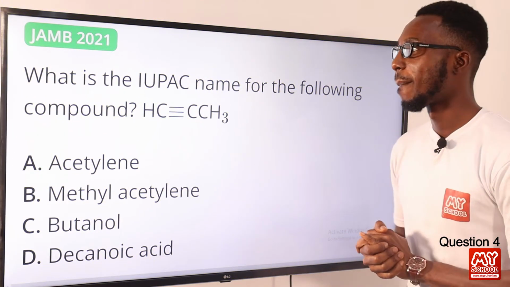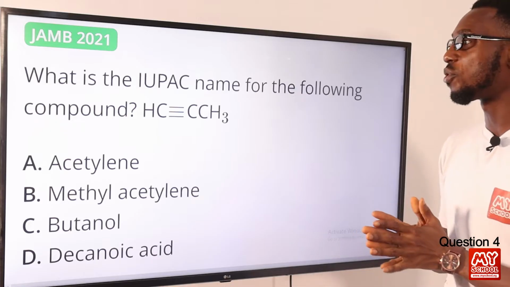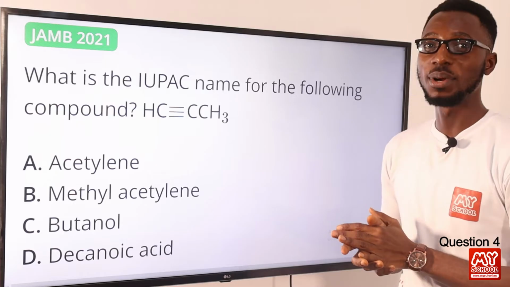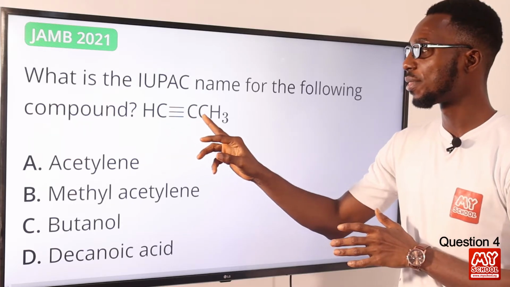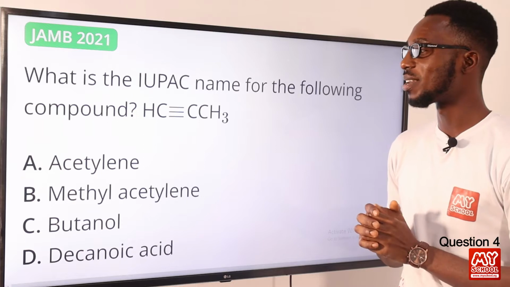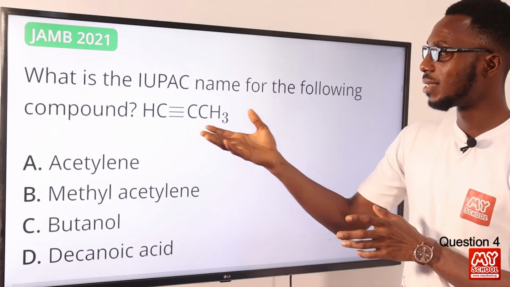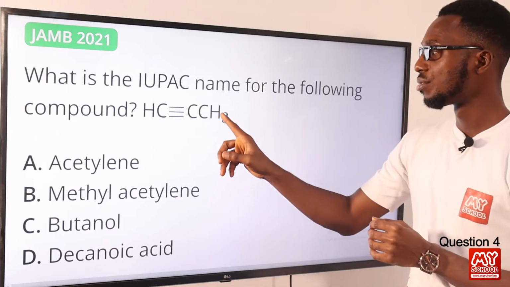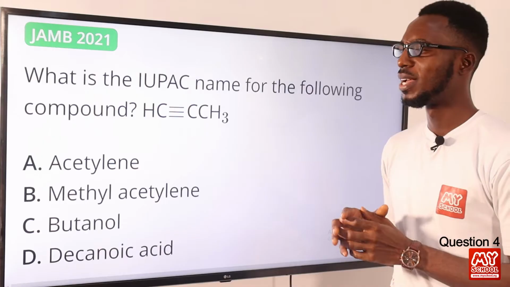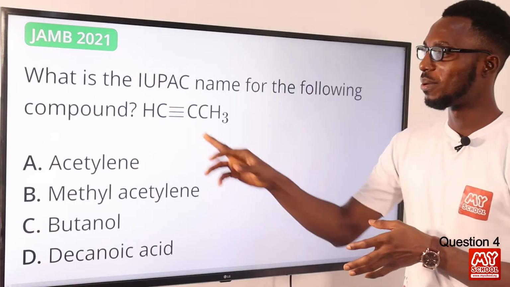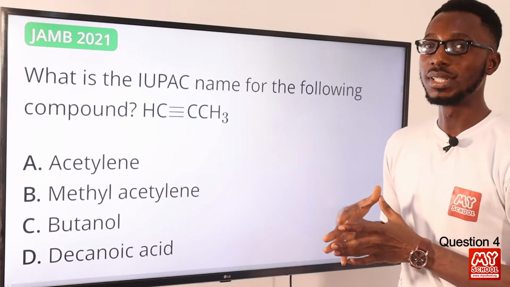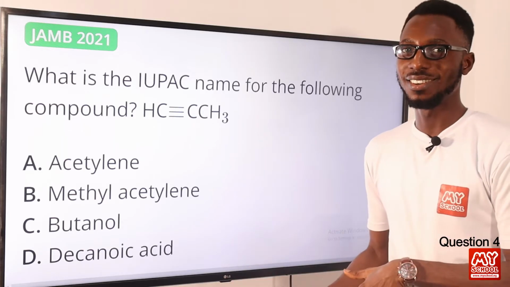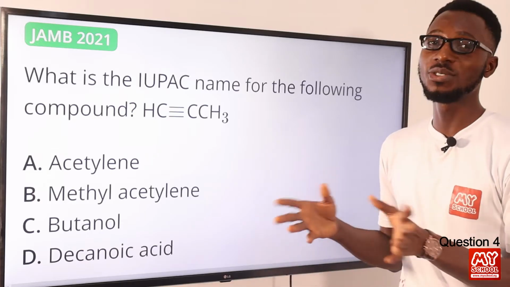Question 4. What is the IUPAC name for the following compound? Okay, so let's count at first. How many carbon atoms? We have 1, 2, 3. Okay, then take note as well. Then look at the number of hydrogen atoms that we have. Okay, we have 1, 2, 3, 4. Okay, so that is C3H4. Look at the bonds. How many do we have? 1, 2, 3. So we are talking about the alkynes, with the general formula CnH2n-2.